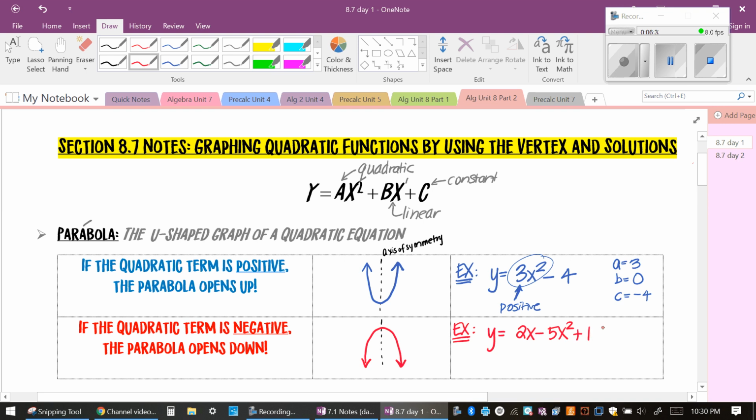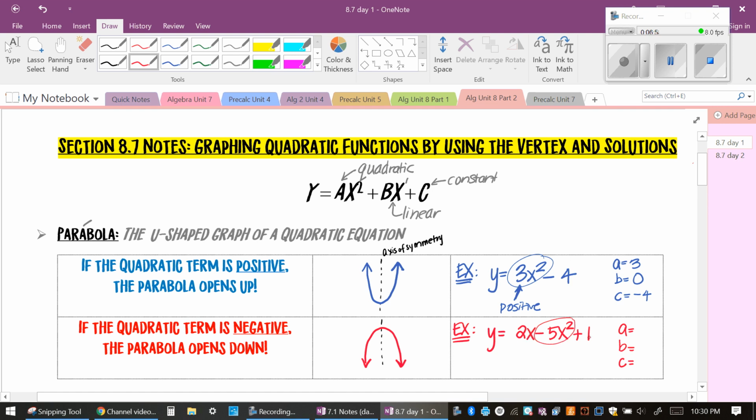Okay, in this example, we have y equals 2x minus 5x squared plus 1. I'm going to go ahead and write down my coefficients. So a is the coefficient of my quadratic term. It's the number multiplied in front of my quadratic term. That's this guy. And it's not always the one in front.